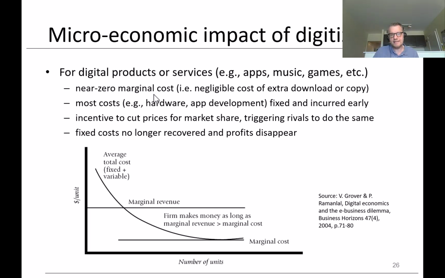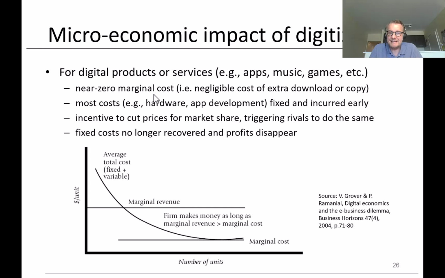And whether we then sell 1,000 or 10,000 apps, we have near zero marginal cost. We're going to have more profit, but we're going to have near zero marginal cost. Whether we're selling 1,000 or 1 million apps, the additional cost is not that much for us, because most of the costs were fixed and incurred early.